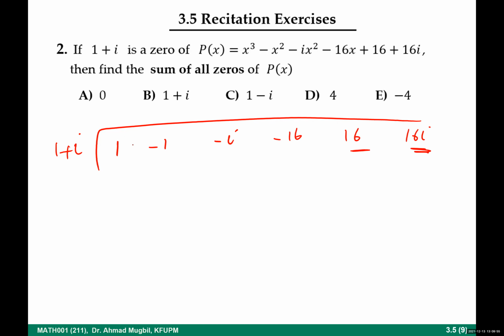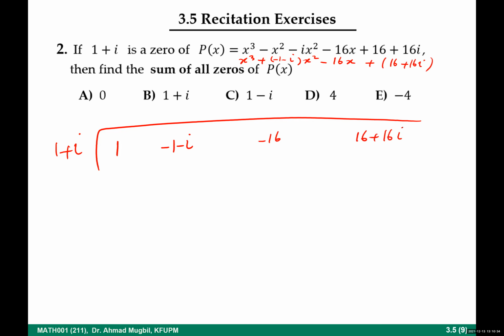So indeed, what you will do, you will write first of all the coefficient of x to the power 3, which is 1. Then the coefficient of x squared. What is the coefficient of x squared? -1 minus i. So take x squared as a common factor; you'll have -1 minus i. Then this is -16x, plus the constant term, 16 plus 16i. So now the coefficient of x is -16, and the constant coefficient is 16 plus 16i.